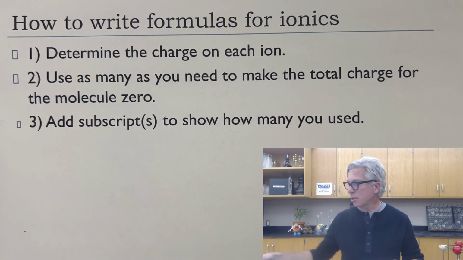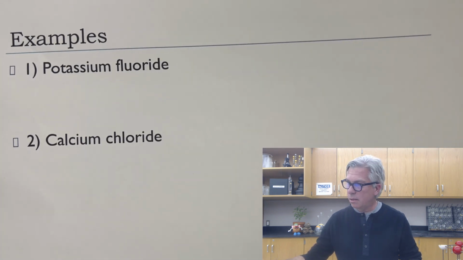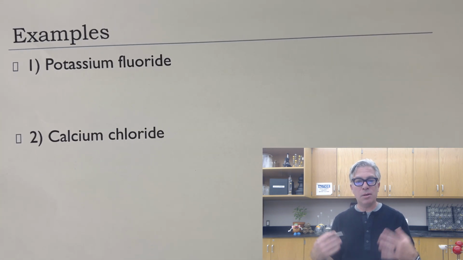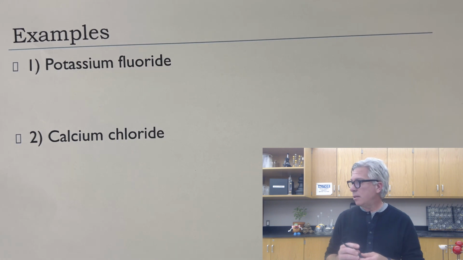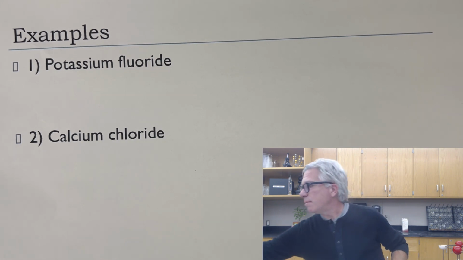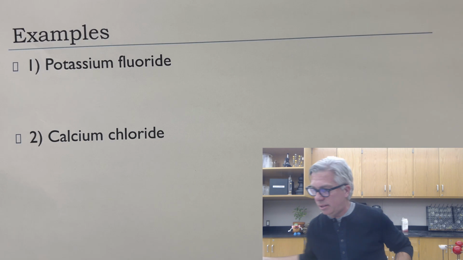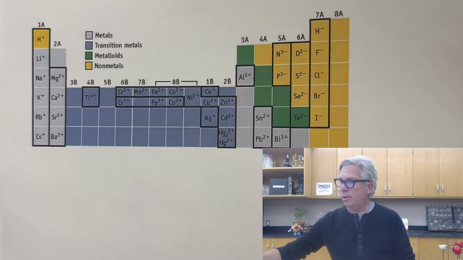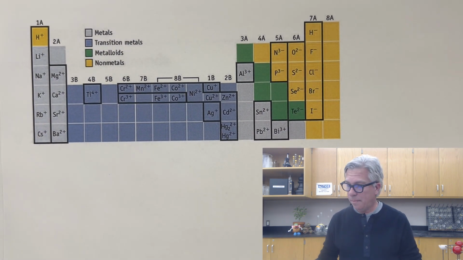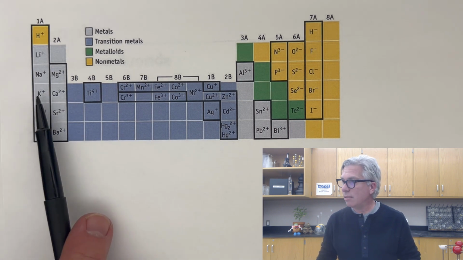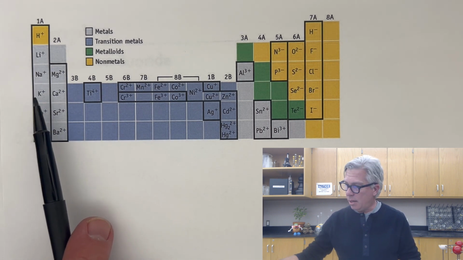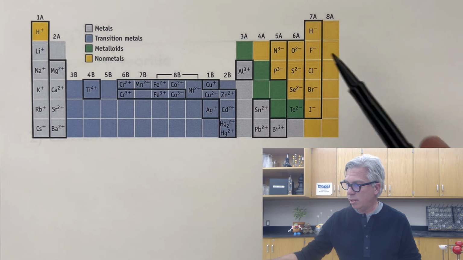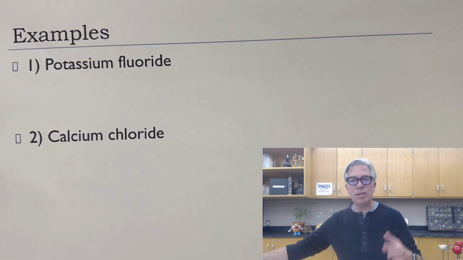I'll do a couple examples before we pause the video. First, let's do potassium fluoride. And you're going to want to get yourself a chart of ions. There's gazillions of those on the internet as well. This one shows me that potassium is +1 and fluoride is -1. We already saw that over there. So let's write the formula for it.